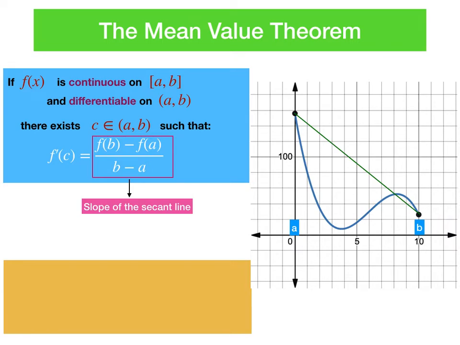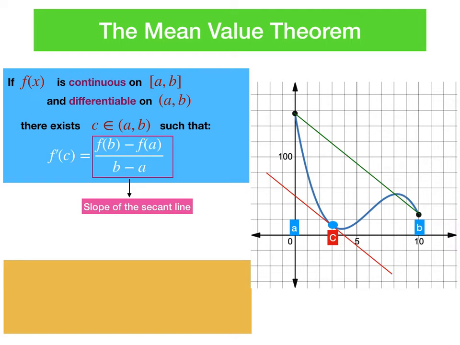And you can look through the interval to find a point at which the slope of the tangent line at that point will be the same as the slope of the secant line, which is the green line. So the red line and the green line are parallel, which means they have the same slopes. We call this point c. So there exists a point c, right? You are guaranteed to have this point c on the interval from a to b, such that the derivative at c equals the slope of the secant line from a to b.